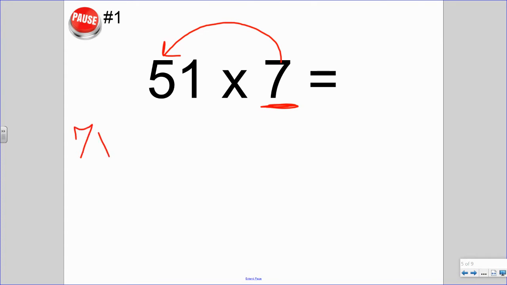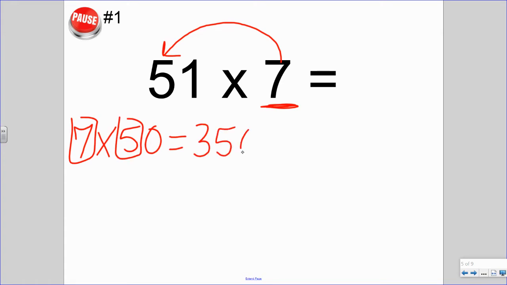So this is really 7 times 50. And when I use box and dot real quick, I know that that's worth 350. So 350 is going to be part of my answer, but not my final answer because it's not 7 times 50, it's 7 times 51. So now I'm going to distribute the 7 with the 1. Well, that's easy. 7 times 1 is 7. So I need to be careful where I put that 7.